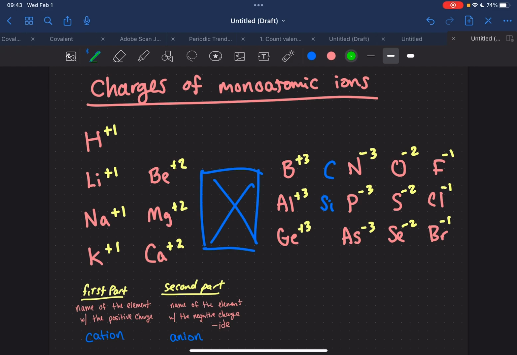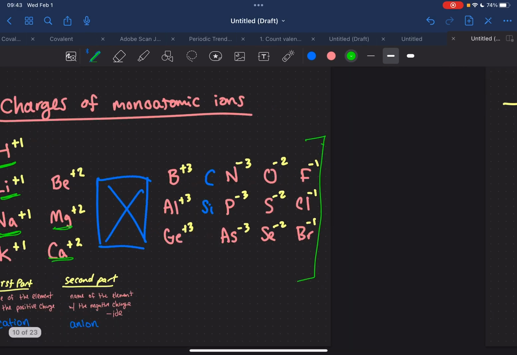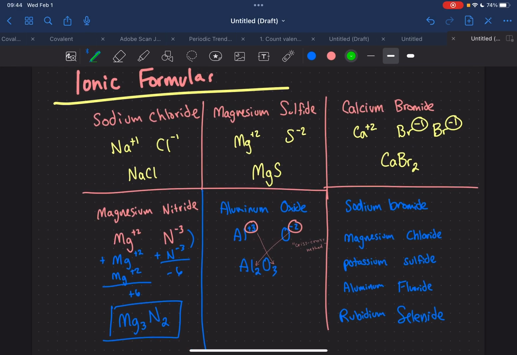In that video, in those notes, we wrote down the charges of these monoatomic ions. So the charge of a hydrogen ion, of a lithium ion, of a sodium ion. You can turn the sound on, it's okay. Magnesium, calcium, and we did some practice problems with these already, right? We did these in the last video.